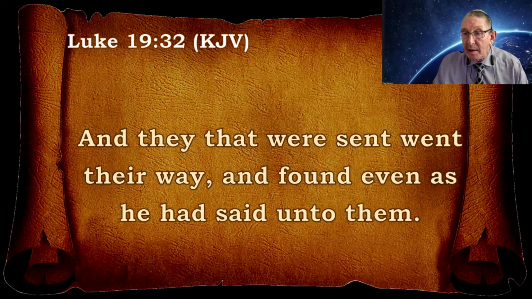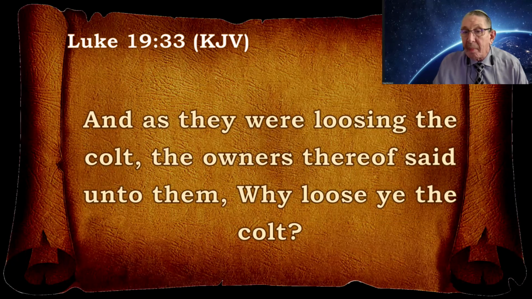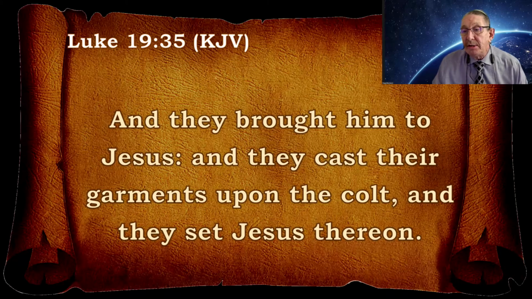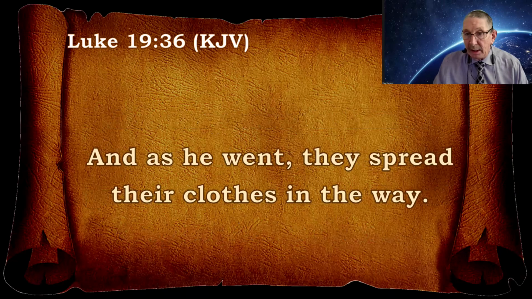And they that were sent went their way and found even as he had said unto them. And as they were loosing the colt, the owners thereof said unto them, Why loose ye the colt? And they said, The Lord hath need of him. And they brought him to Jesus, and they cast their garments upon the colt, and they sat Jesus thereupon. And I think anyone who's done any kind of history knows that in this particular time frame, and even going all the way up through the Elizabethan era, whenever the king came into the city, he was usually on a nice white steed, and it was quite the hoopla. They rolled out the red carpet. So it's kind of the same idea.